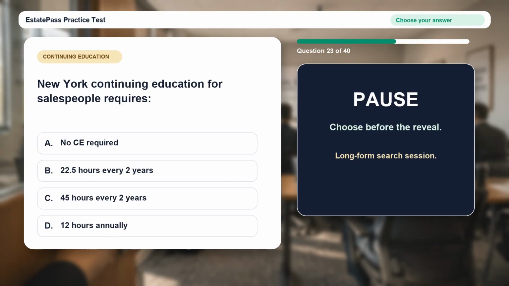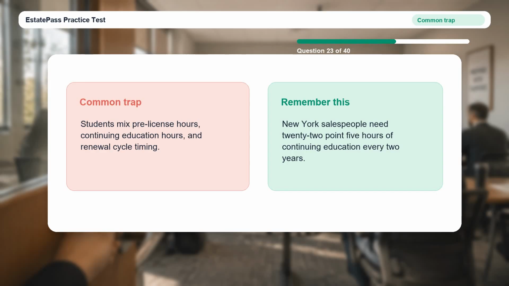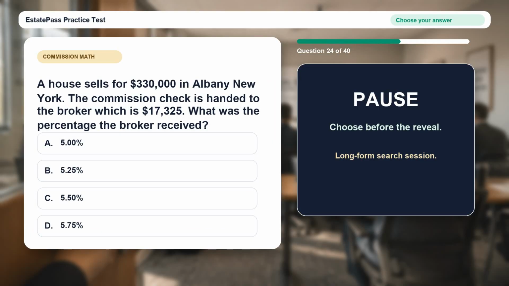Question 23. New York continuing education for salespeople requires. Your choices are A. No CE required, B. 22.5 hours every 2 years. The correct answer is B. 22.5 hours every 2 years. Explanation. NY requires 22.5 hours of continuing education every 2 years for salesperson renewal. Common trap. Students mix pre-license hours and continuing education hours.